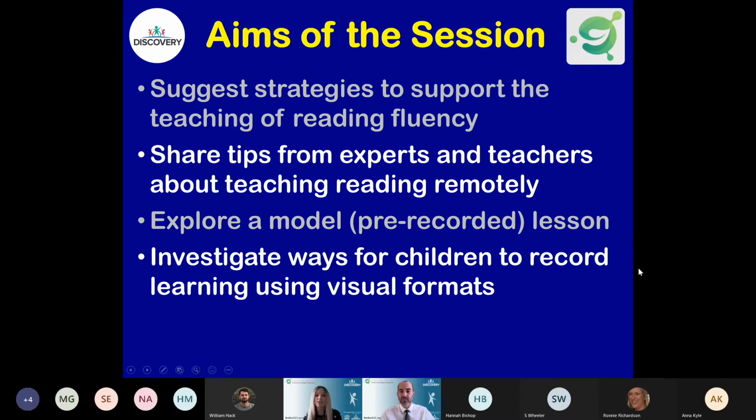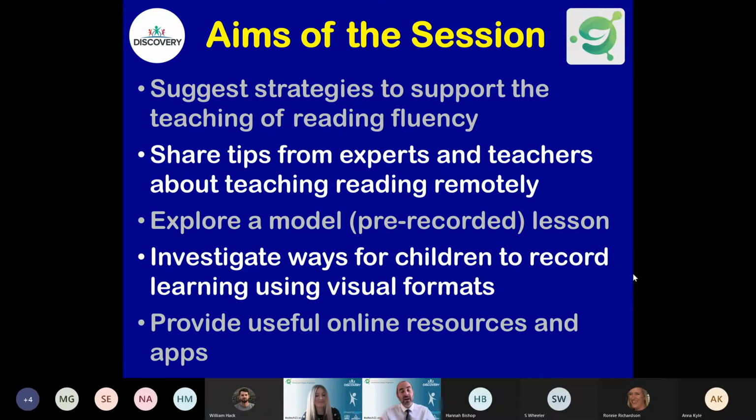So Jez has come up with some fantastic ideas to visually show the compare and contrast of books and things like that. And finally, we just want to provide some useful online resources and apps that many of you will be familiar with. Some of you might need to be directed to those, but just share some of the things that we've found particularly useful in the schools that we've been in.